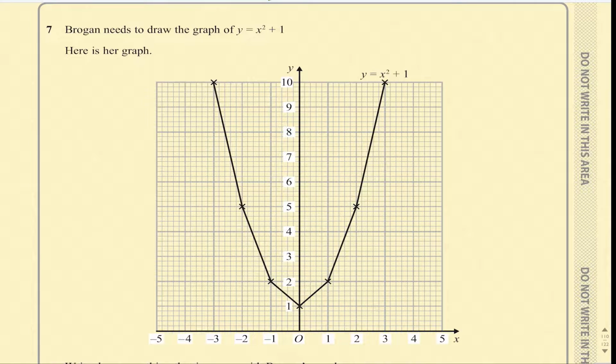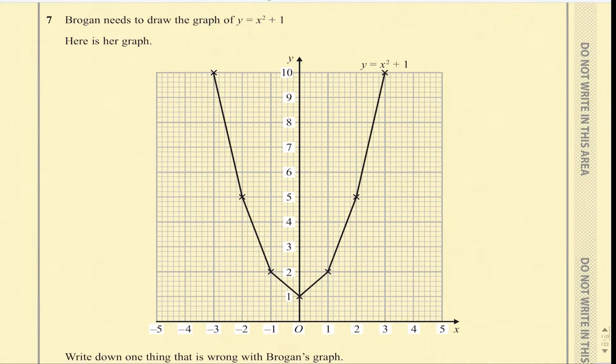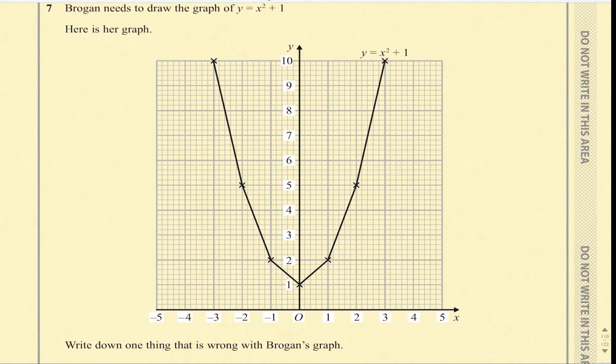Here's question 7. Brogan needs to draw the graph of y equals x squared plus 1. Here is our graph. Now, write down one thing that is wrong with Brogan's graph. So, what is wrong with this graph? It's obvious the lines shouldn't be straight lines, but they should be sketched curves. So the line should be sketched curves, not straight lines.